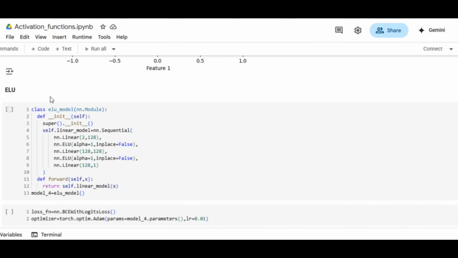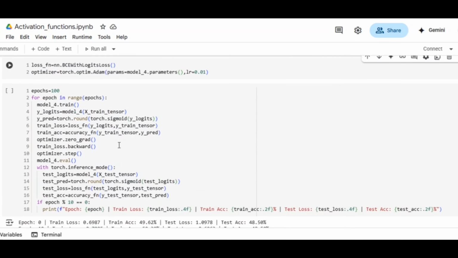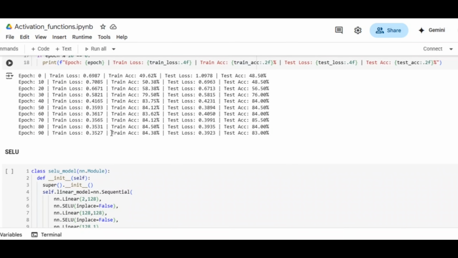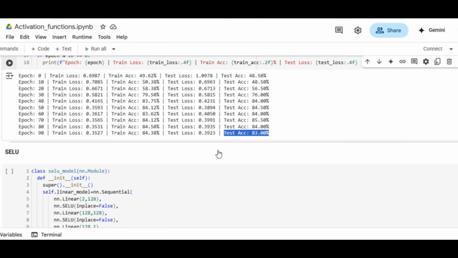After that I'm implementing the ELU activation function, the exponential linear unit. Just in place of PReLU, you need to write ELU activation function. I'm considering the alpha value equal to 1. The inplace value is by default false, so I'll not change it. Similarly, in my second layer, I'm implementing ELU activation function. Now my model results at the 90th epoch are around 84.38 and test accuracy is 83%.